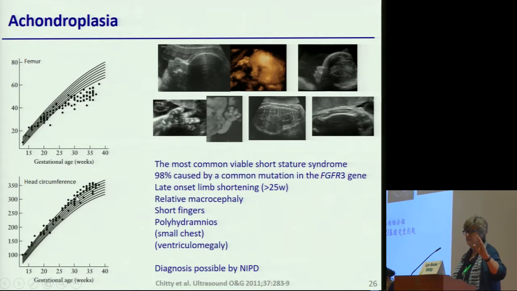So a baby with short limbs in the third trimester and a big head, think achondroplasia. Look for the frontal bossing if you can. Look for the short stubby fingers. Some of them will have short, smallish chests, and some can have respiratory difficulties at birth, but not very often. And some of them will have slight bowing of the femurs as well.